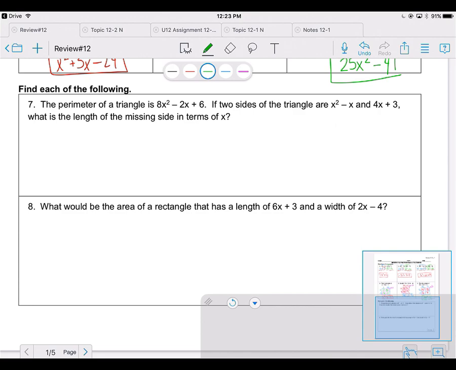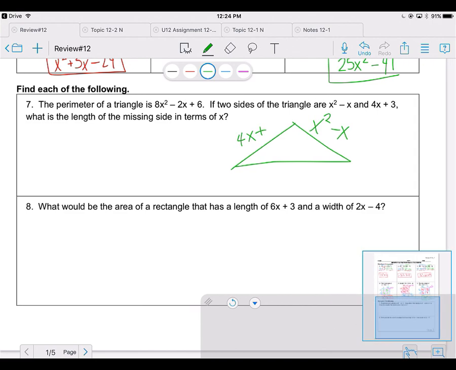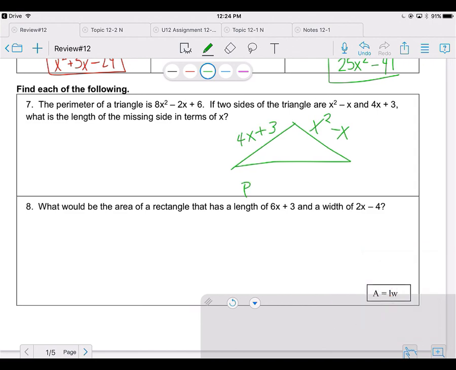Problem 7 tells me that the perimeter of a triangle is 8x squared minus 2x plus 6. If two sides are x squared minus x and 4x plus 3, what's the missing side? So we have two sides, and then we have the perimeter, which is 8x squared minus 2x plus 6. So my two sides of x squared minus x and 4x plus 3, and my perimeter.